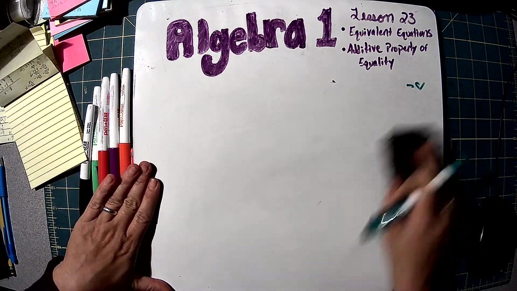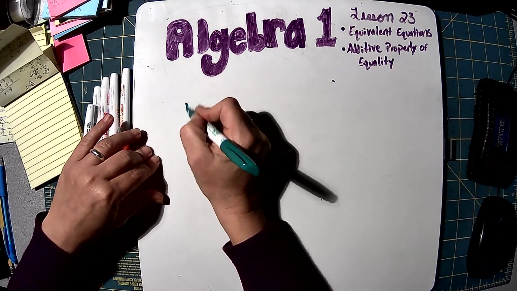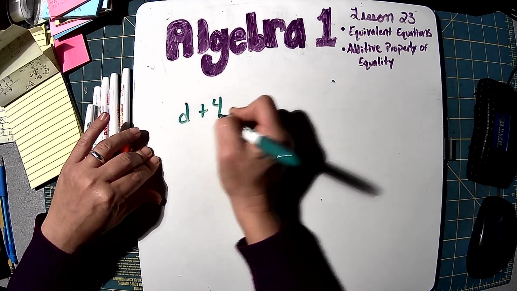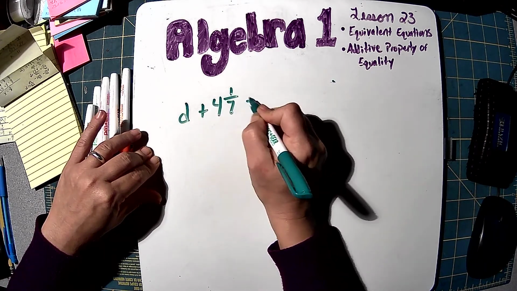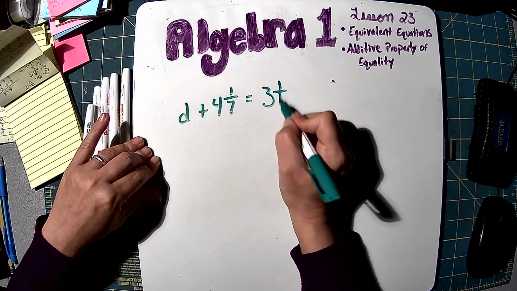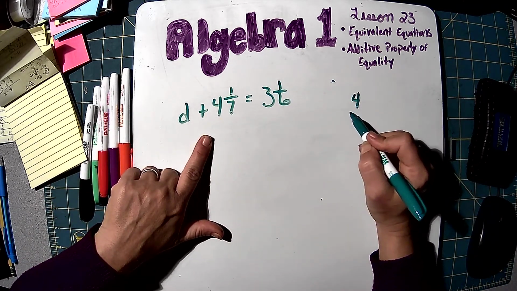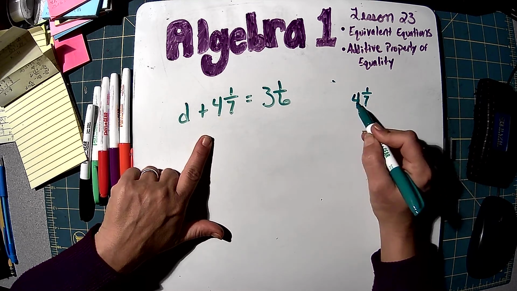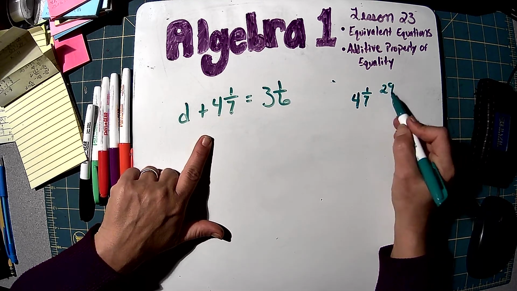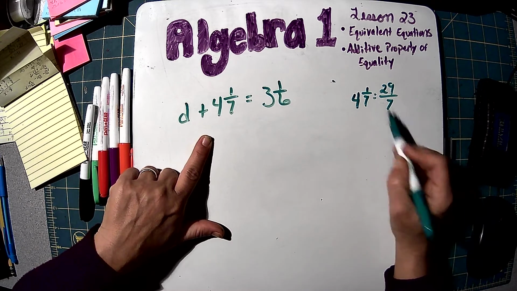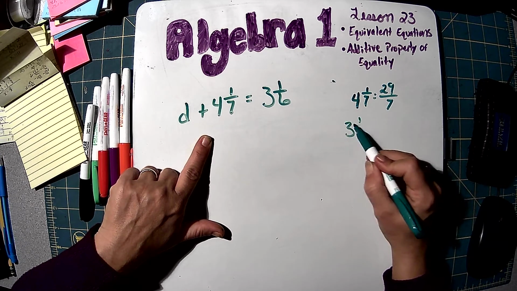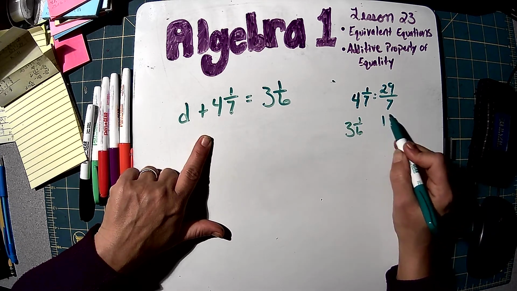Okay, the next one is a little bit longer because we got a lot of converting to do with our fractions here. So it says d plus 4 1/7 equals 3 1/6. The first thing I'm going to do is I'm going to convert these fractions. So I'm going to say 4 1/7, which would be 7 times 4 is 28, 29/7. And then I've got 3 1/6, 6 times 3 is 18, 19/6.